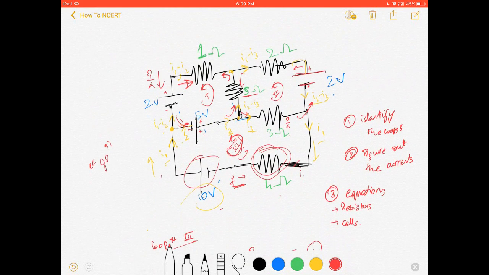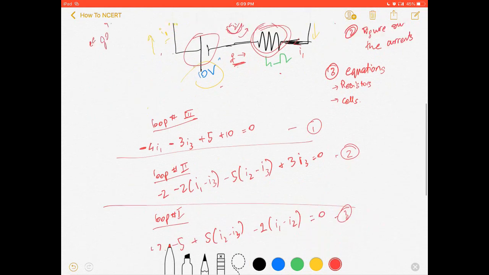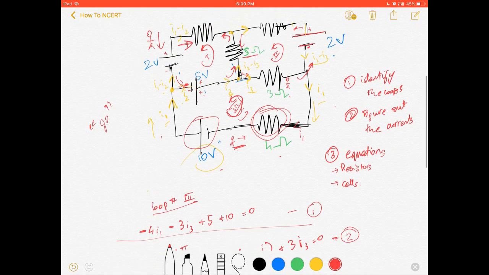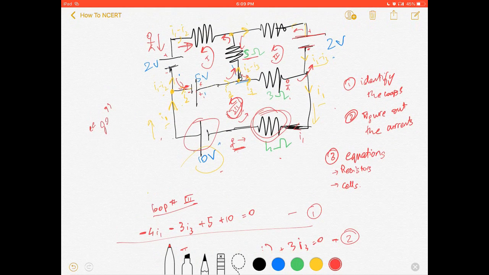And oh my god, this looks colorful. Solving them is going to take a while, so I'm going to skip that. I'm just going to jump to the answer. So I'll see you in a minute.